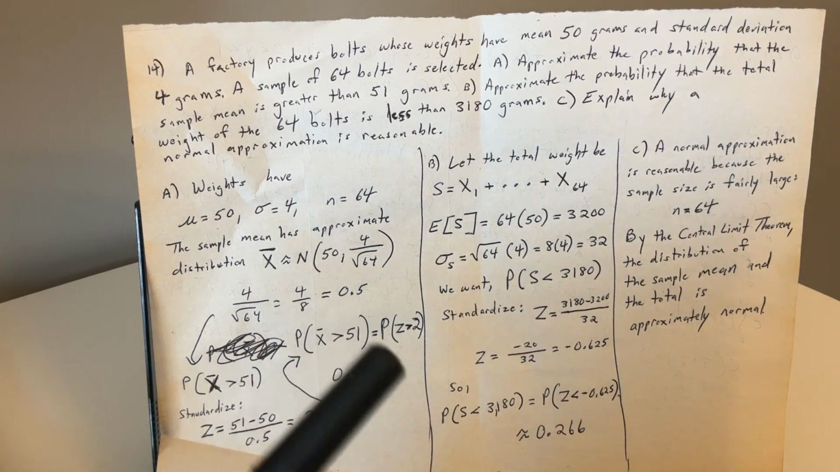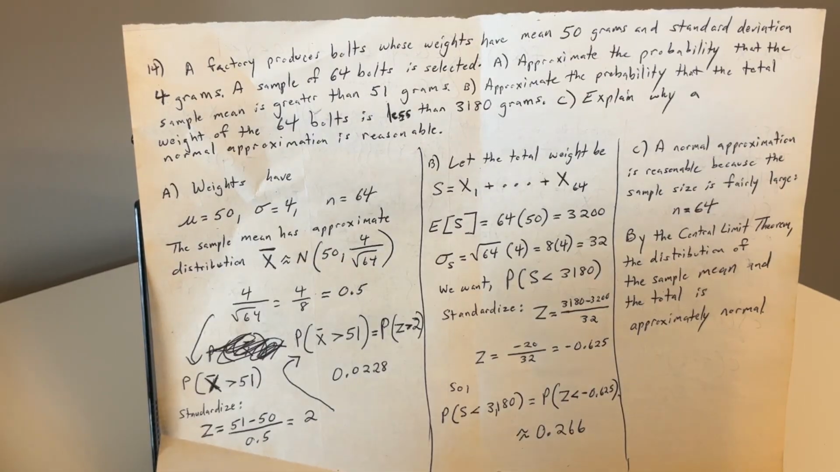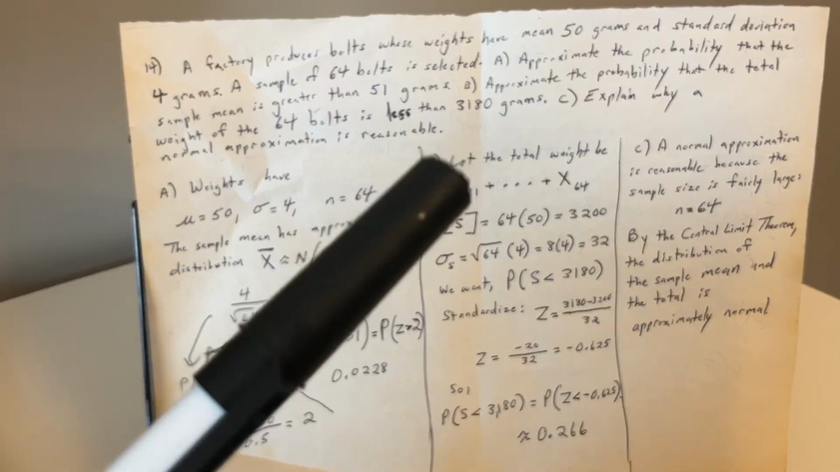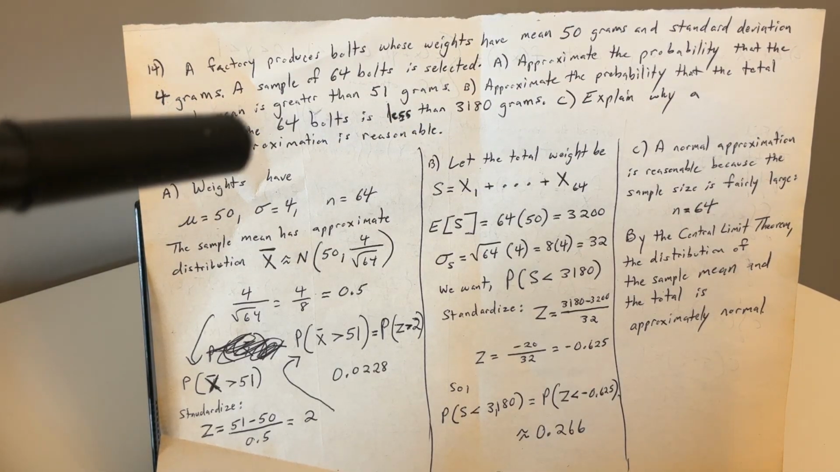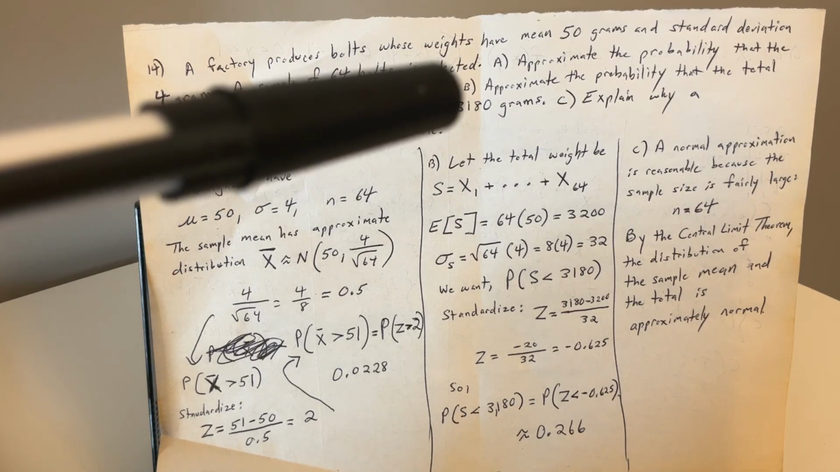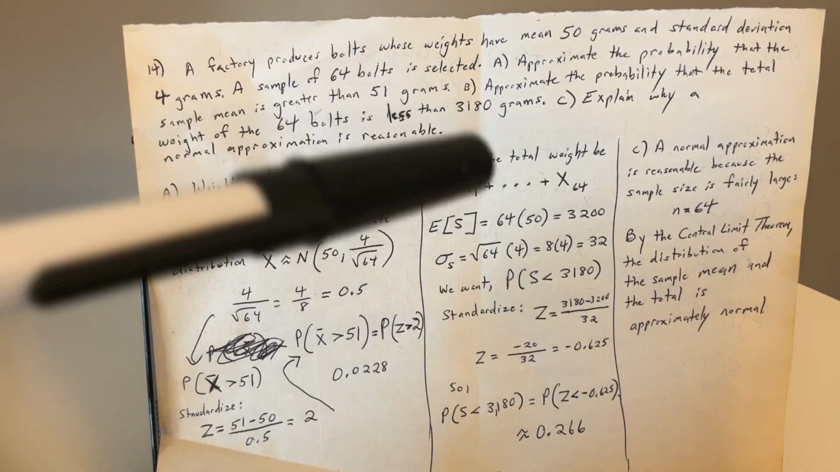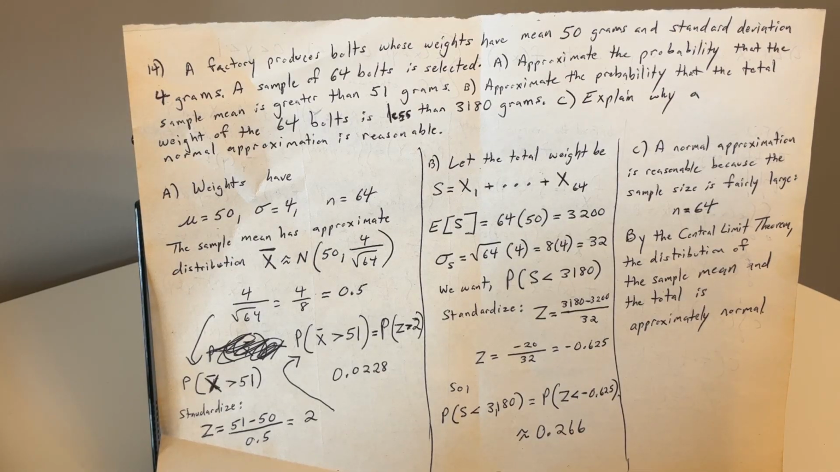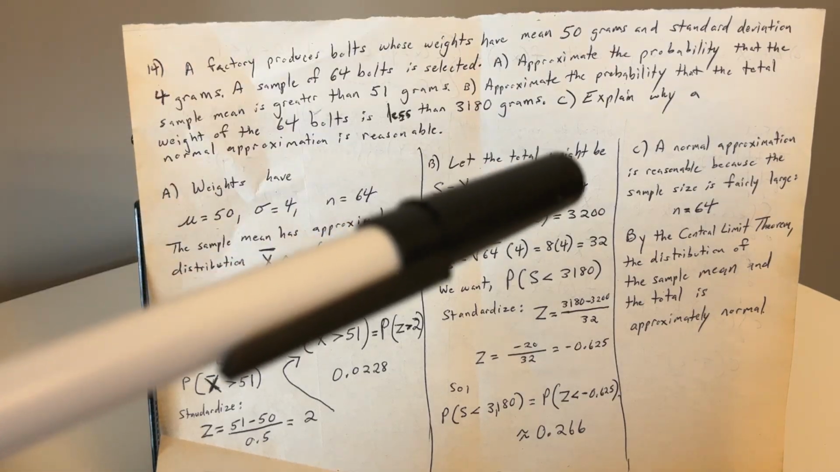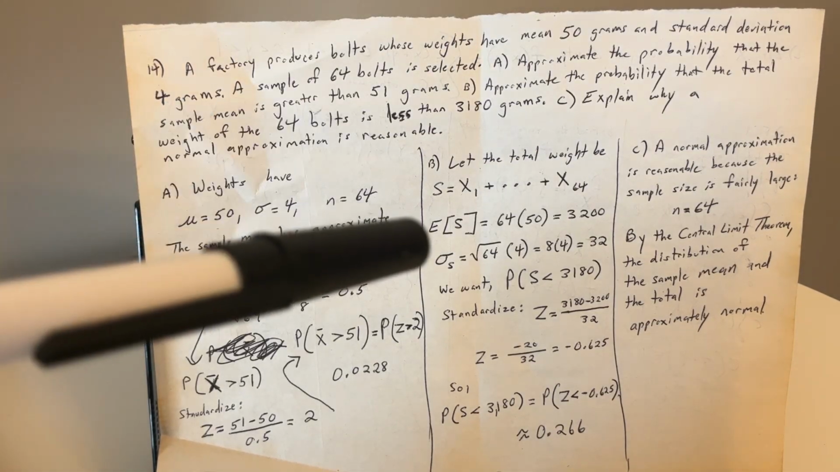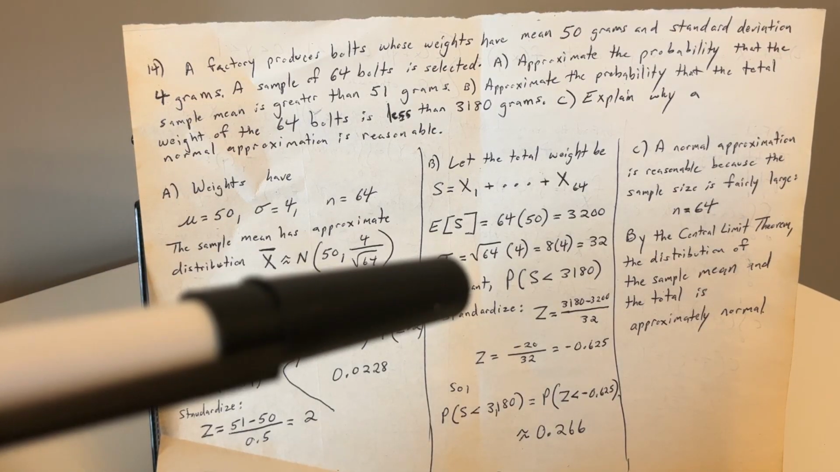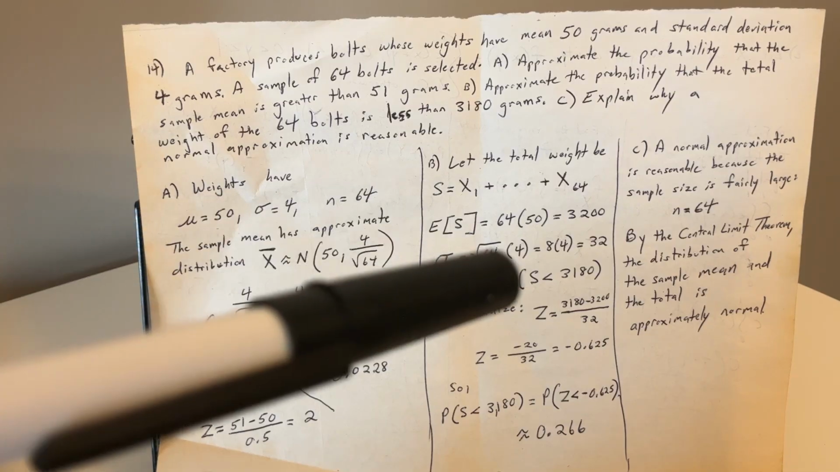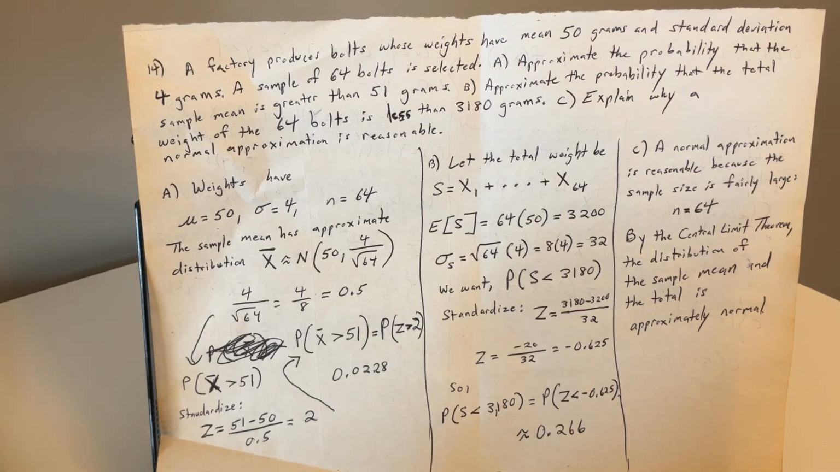Let's move on to letter B. Approximate the probability that the total weight of the 64 bolts is less than 3,180 grams. For part B, we let the total weight be S equals X sub 1 plus all the way to X sub 64. The expected value of S is 64 times 50, which equals 3,200. The standard deviation is the square root of 64 times 4, 8 times 4, which is 32.